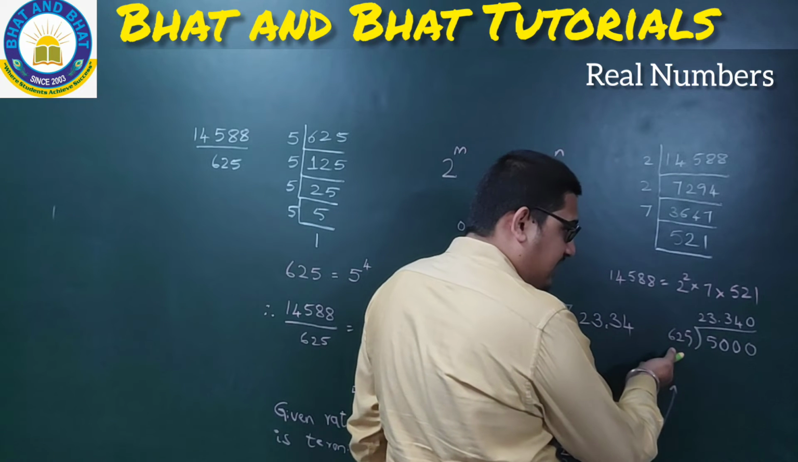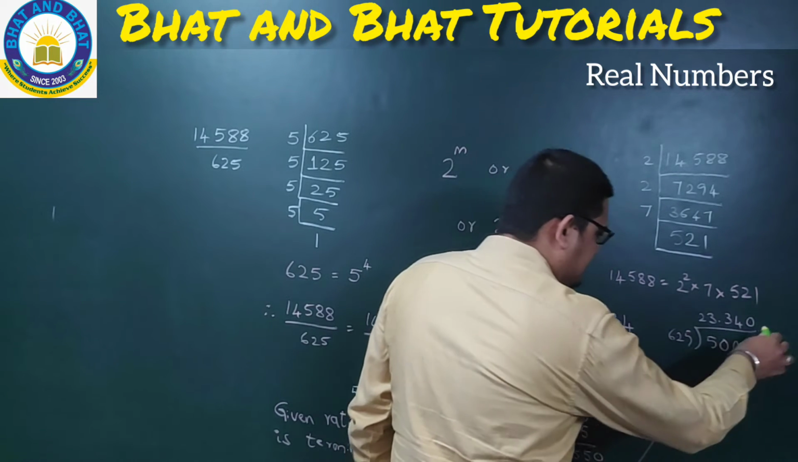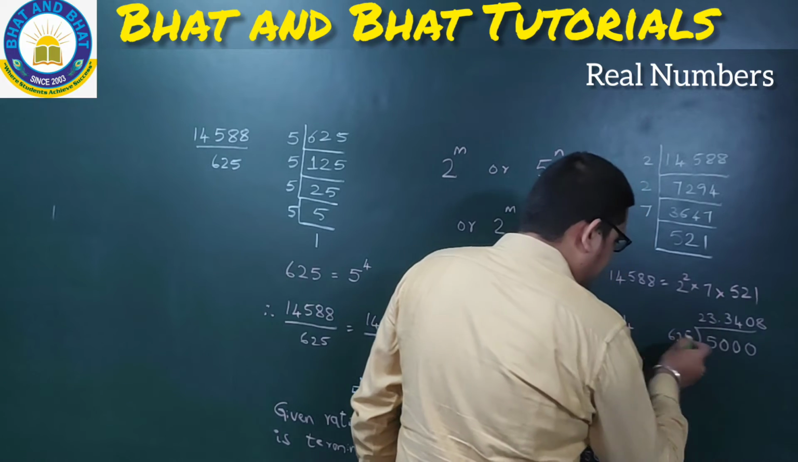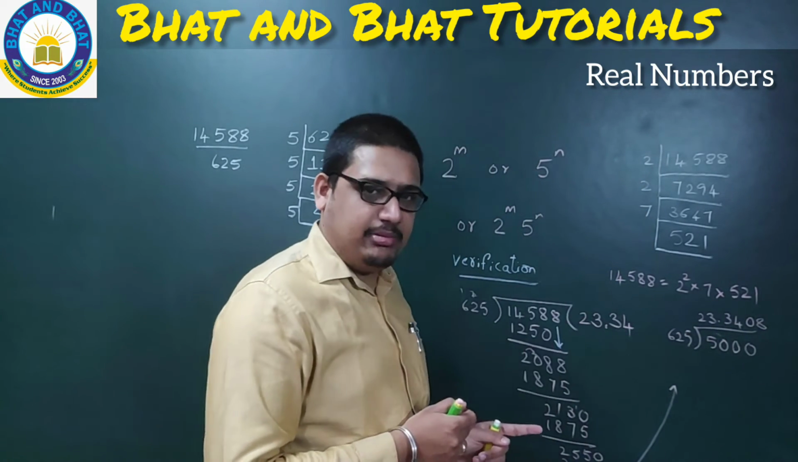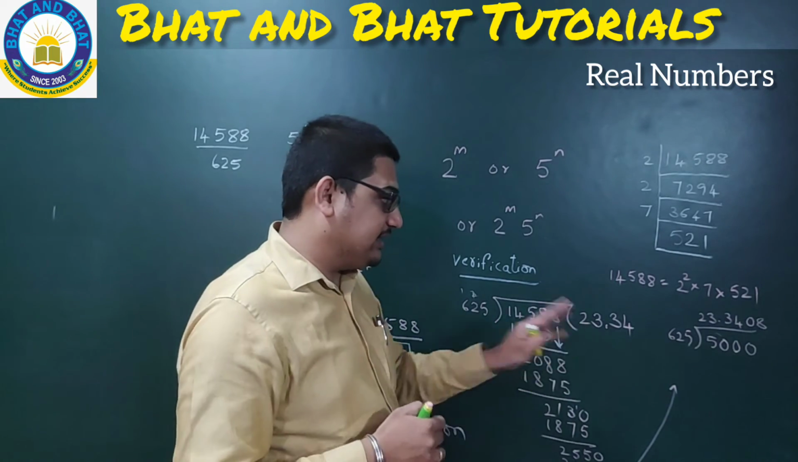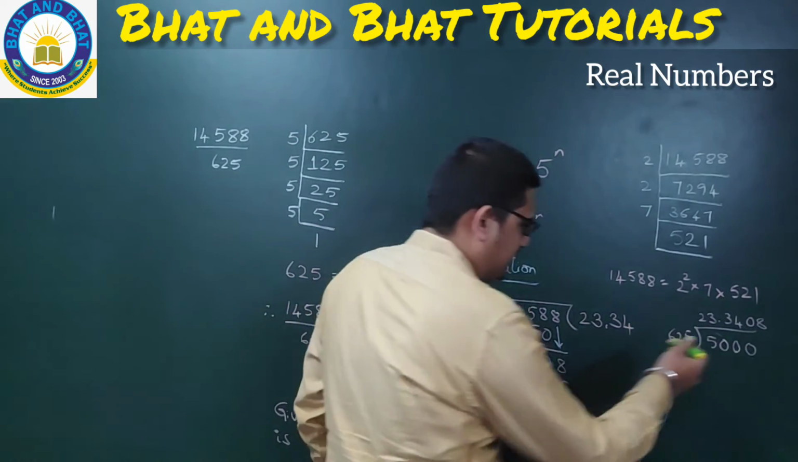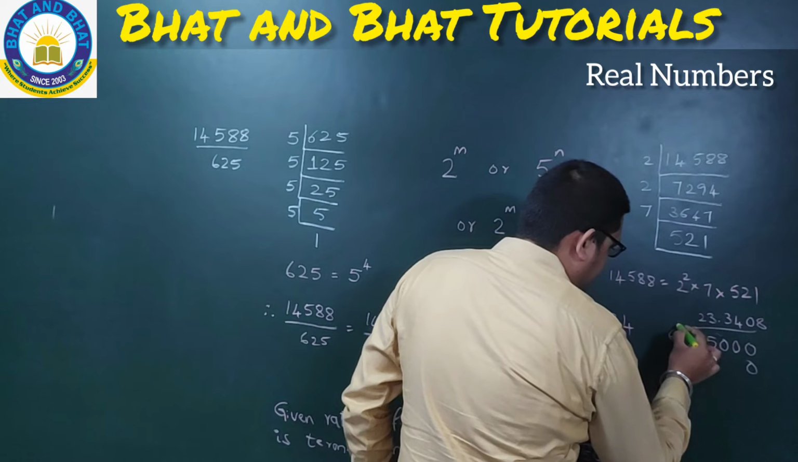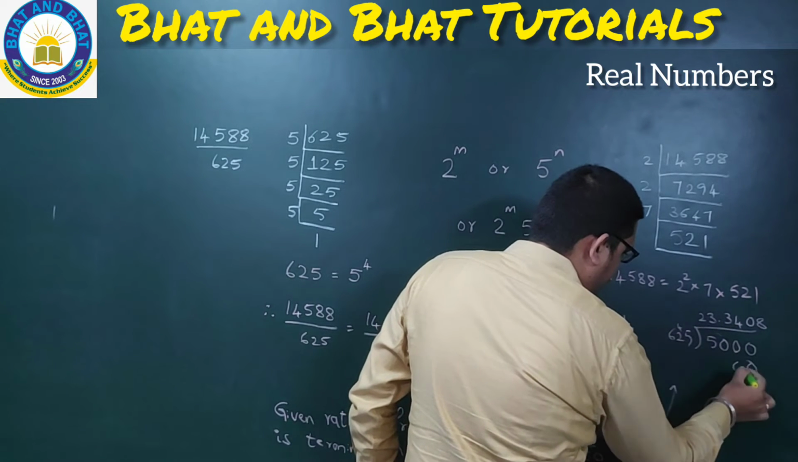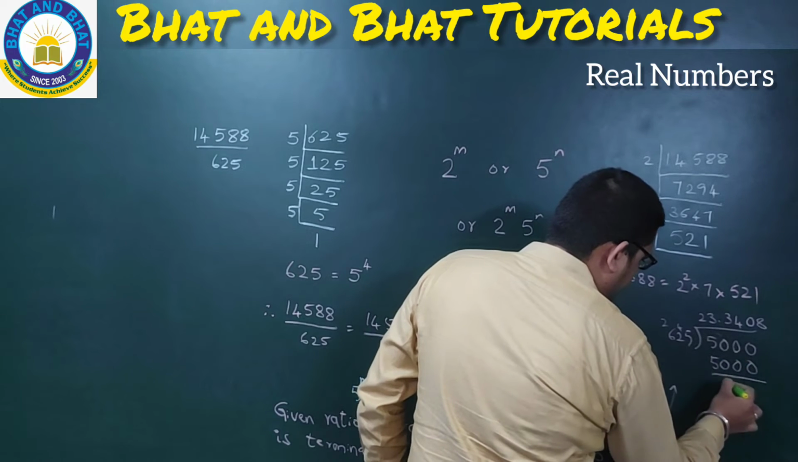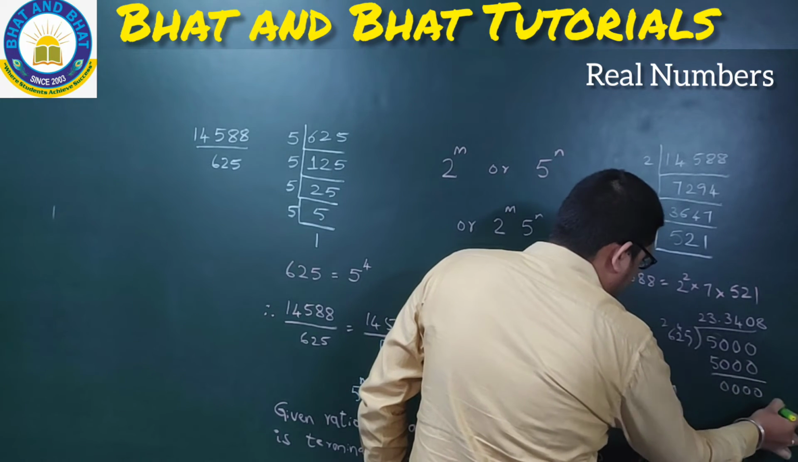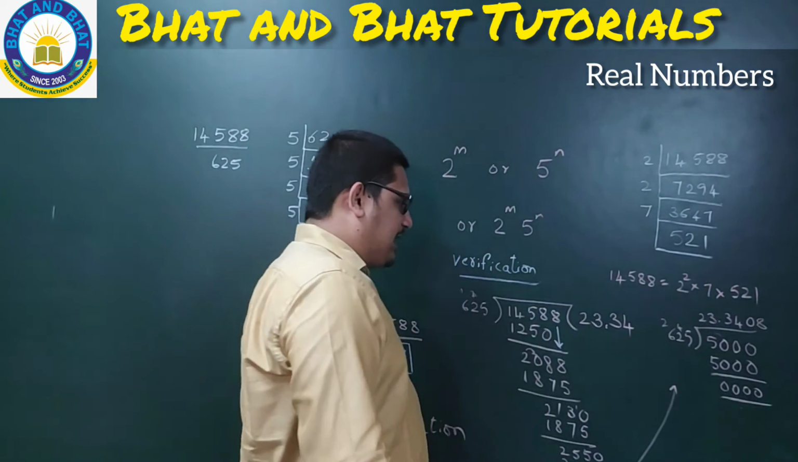7 6s are 42. So let's try for 8, because 8 6s are 48. Still it is smaller than 50. So we can think that it might be divisible, or it might be smaller than 5000. So let's try out with this. 8 5s are 40. 8 2s are 16 plus 4 is 20. 8 6s are 48 plus 2 is 50. So what did we observe here?